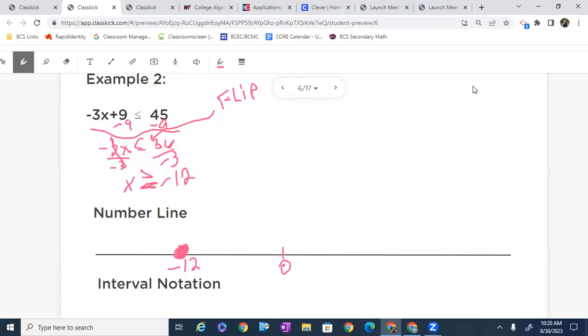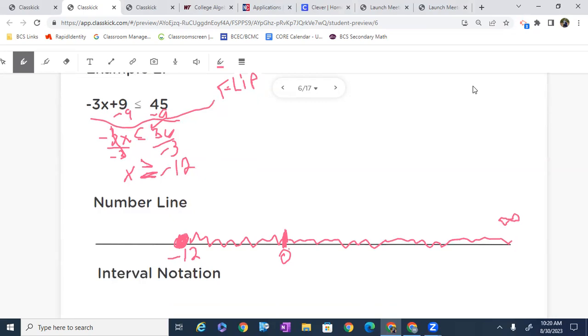We're looking for all the numbers that are greater than negative 12. Well, 0 is greater than negative 12. So we're going to shade in this direction. We're going to keep shading until we get all the way up to infinity because all the solutions are going to work. So what are we going to do now?